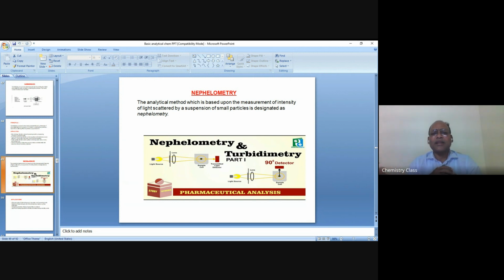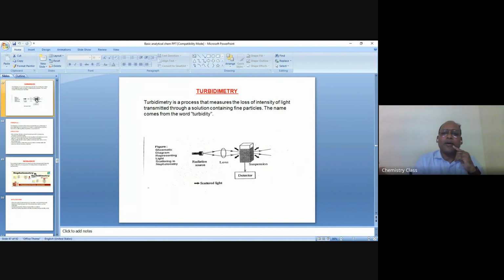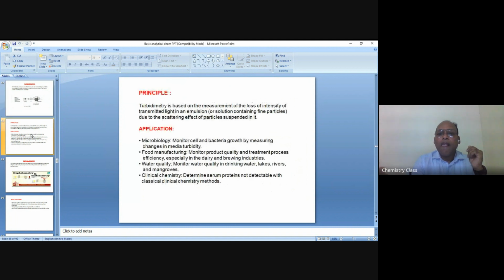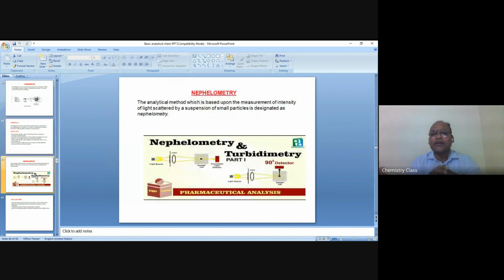It is an analytical method based upon the measurement of the intensity of light scattered by a suspension. This suspension of small particles is designated as nephelometry. In turbidimetry it is an emulsion; in nephelometry it is a suspension. Now see that two particular things are there.